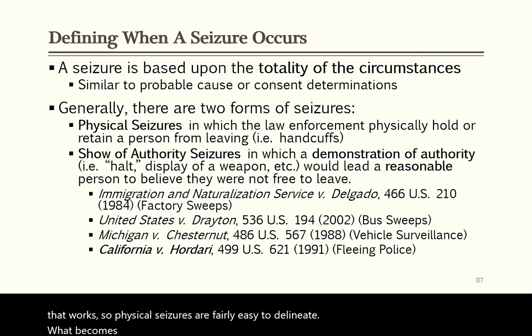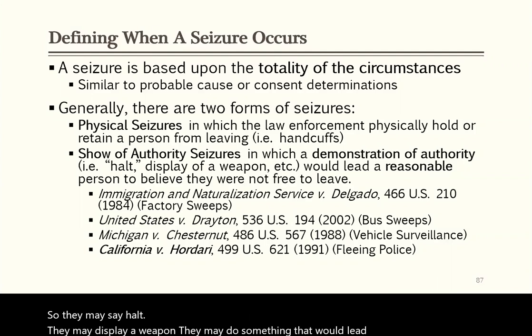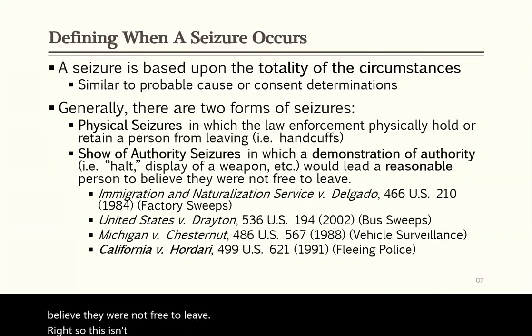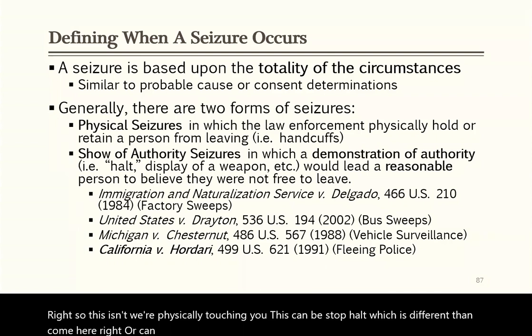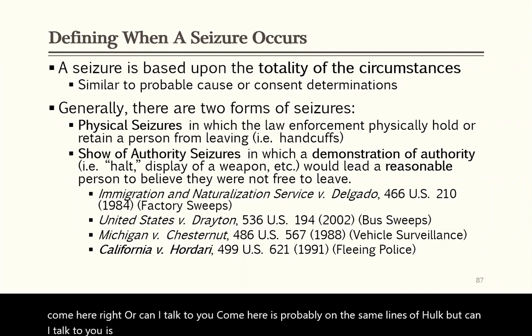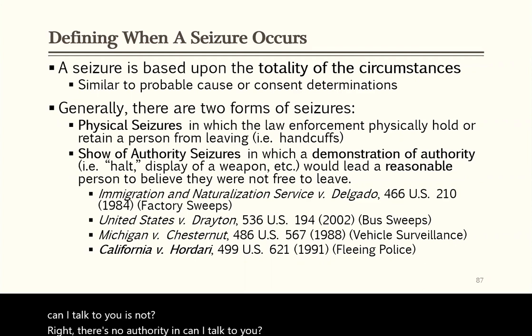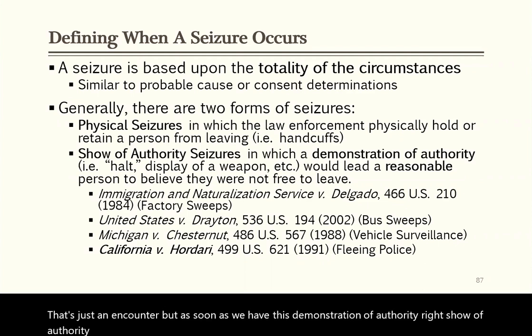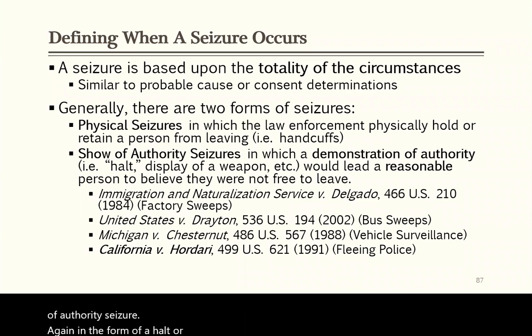What becomes more difficult are the show of authority seizures, right? In a show of authority seizure, the officer demonstrates their authority. So they may say halt, they may display a weapon, they may do something that would lead a reasonable person to believe they were not free to leave, right? So this isn't we are physically touching you. This can be stop, halt, which is different than come here, right? Or can I talk to you? Come here is probably on the same lines as halt, but can I talk to you is not, right? There's no authority in can I talk to you. That's just an encounter. But as soon as we have this demonstration of authority, a show of authority seizure, again, in the form of a halt or display of a weapon or what have you, we ask, would this lead a reasonable person to believe they were not free to leave?